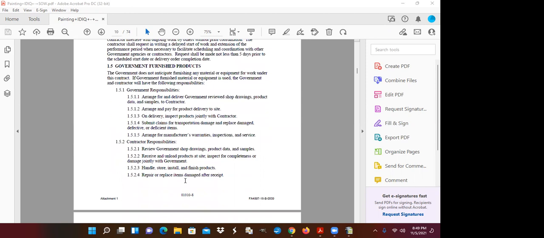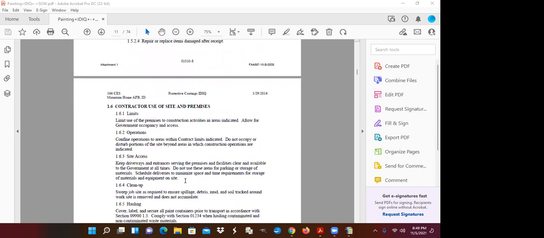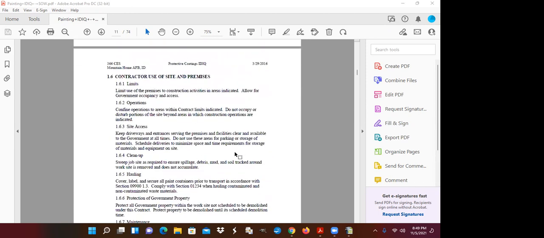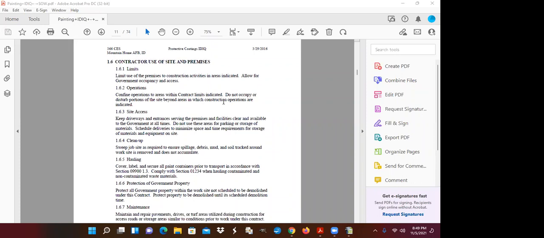Contractor use. Right here they tell you about the contractor use of the site, the premises. They'll tell you you have a designated area for you and your employees to be at. They're telling you your cleanup right here.